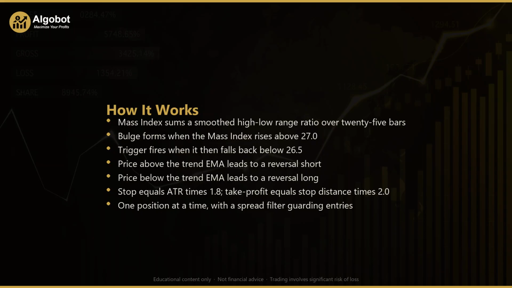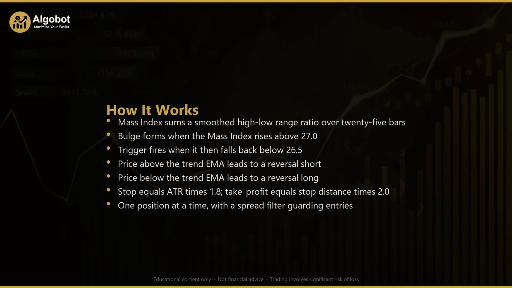On every newly closed 1-hour candle, the strategy first measures the range of that bar, which is simply its high minus its low. It feeds that range through a single exponential moving average, and then through a second exponential moving average of the first, using an EMA period of 9 by default. Dividing the first smooth value by the second gives a ratio, and the strategy keeps a running list of those ratios. It then adds up the most recent 25 of them, and that sum is the mass index value for the current bar. Next comes the bulge state machine, and this is the heart of the setup.